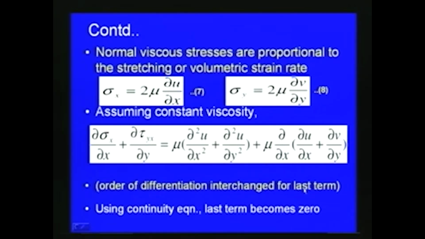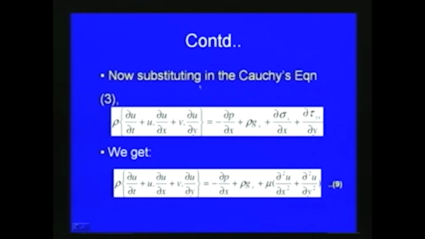Here the order of differentiation is interchanged for this last term. So, that is why this form is obtained. With respect to x and y, the order of differentiation is interchanged. Here you can see that for 2 dimensional problems, this ∂u/∂x plus ∂v/∂y for incompressible viscous flow will be equal to 0. So, finally we get ∂σx/∂x plus ∂τyx/∂y equal to μ times (∂²u/∂x² plus ∂²u/∂y²). So, by using the continuity equation, this term becomes 0.